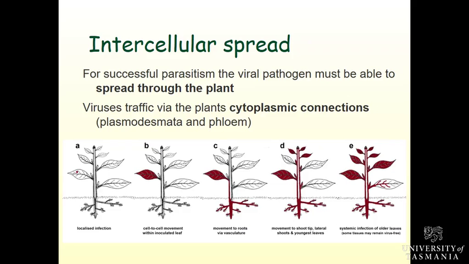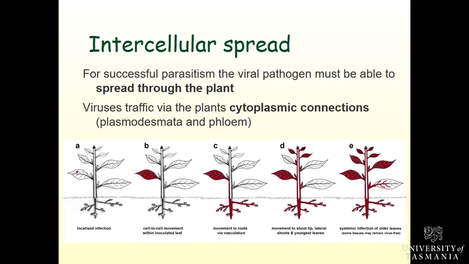Okay, so it's got in the cell, it's replicated in that one cell. That's pretty useless for the virus. It's good if that's all it does for an agronomist, because one infected cell is not going to worry you in terms of the plant, but it needs to get out of that cell. It needs to move through the whole plant to actually cause disease.